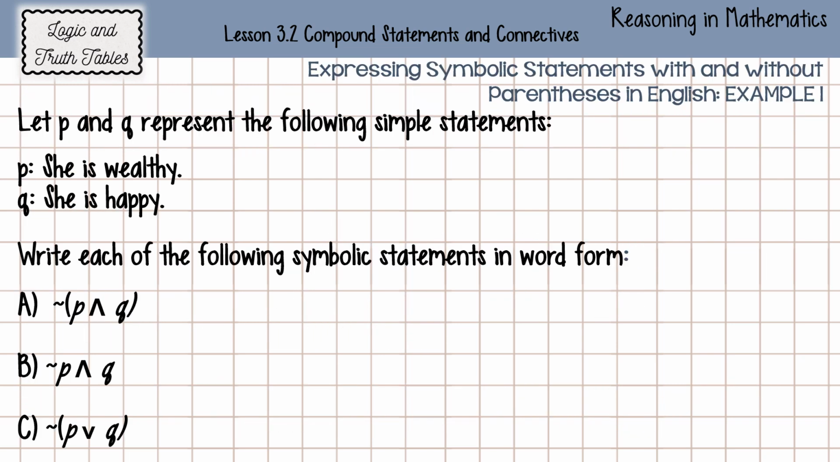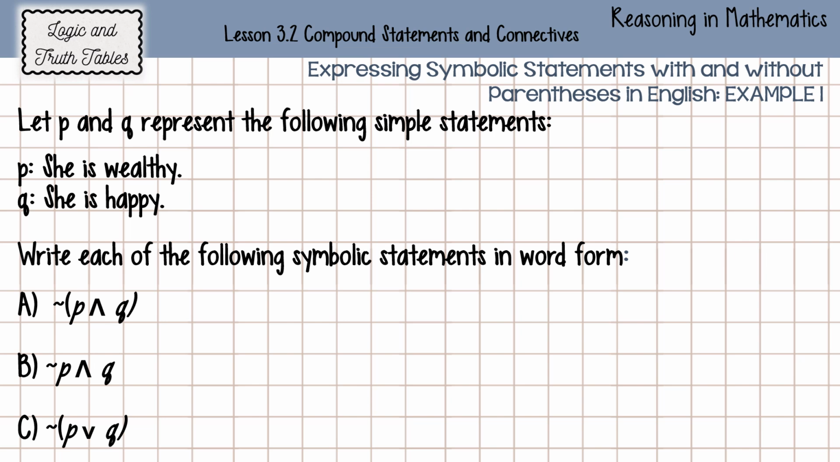Example: let P and Q represent the following simple statements. P, she is wealthy. Q, she is happy. This time, we're writing each of the following symbolic statements into word form. So that's different than what we've been doing. In my math lab, these are going to be multiple choice, but make sure you read them carefully so you are selecting the correct answer.